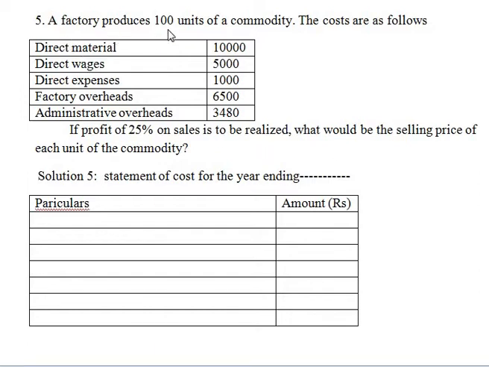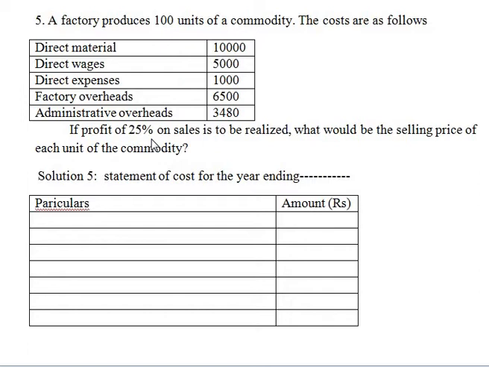A factory produces 100 units of a commodity. The costs are as follows. Direct materials, wages and direct expenses are given, and factory overheads as well as administrative overheads are given, but selling and distribution overheads are not given. If a profit of 25% on sales is to be realized, what would be the selling price of each unit of the commodity?